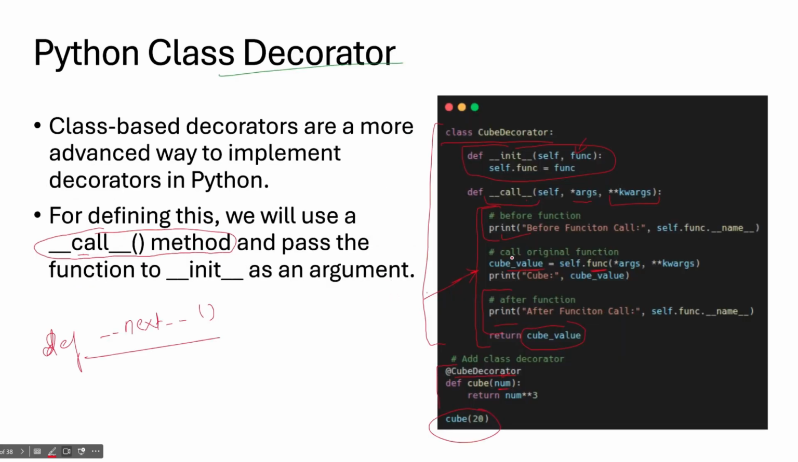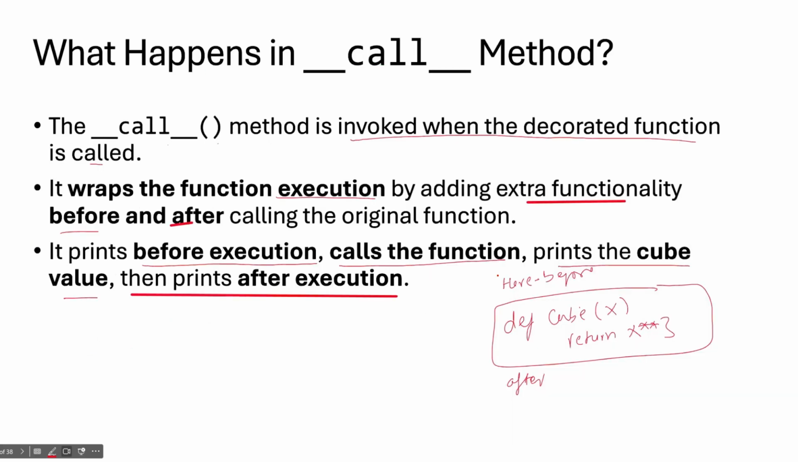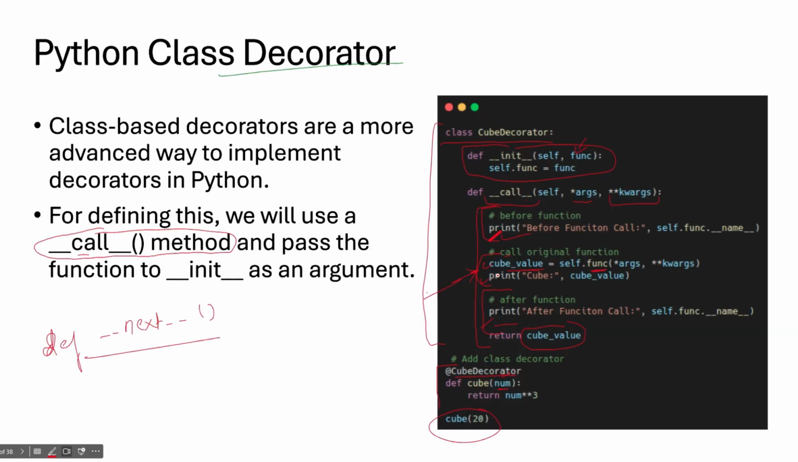Just like we are doing. It will call the function, print the value, right? It is before, it is after, right? That is what it is explaining here. Now we have created a decorator using a class and a function.